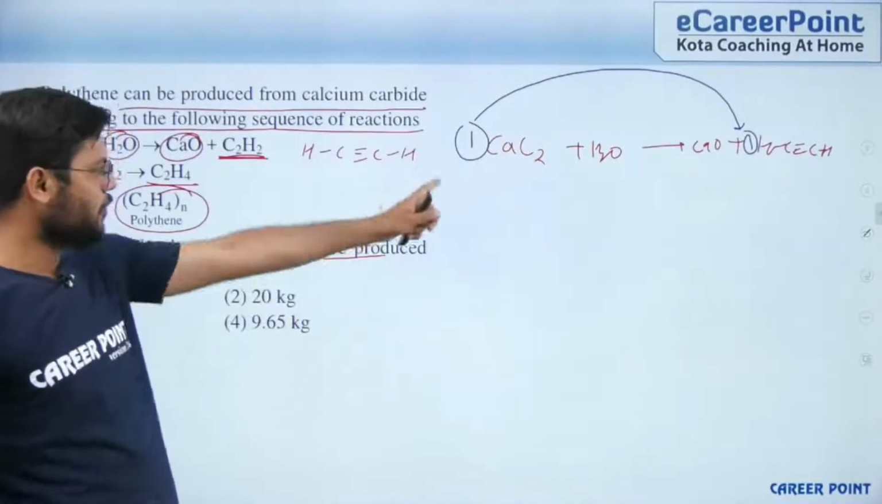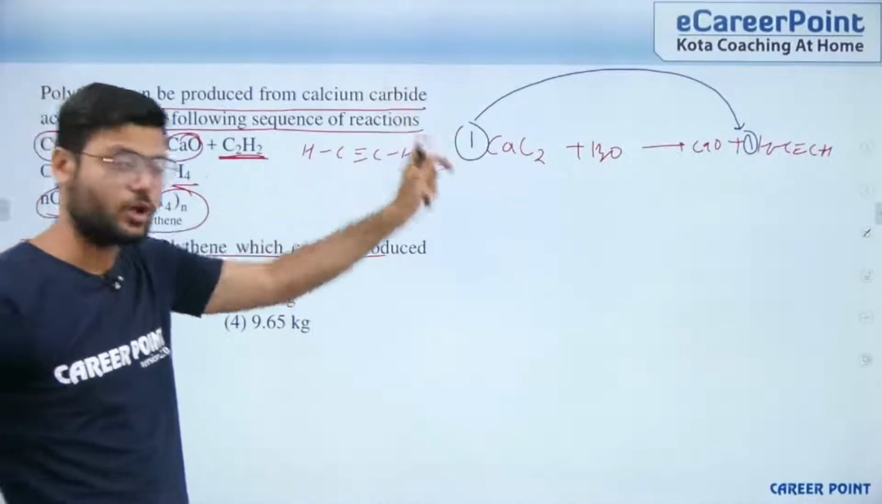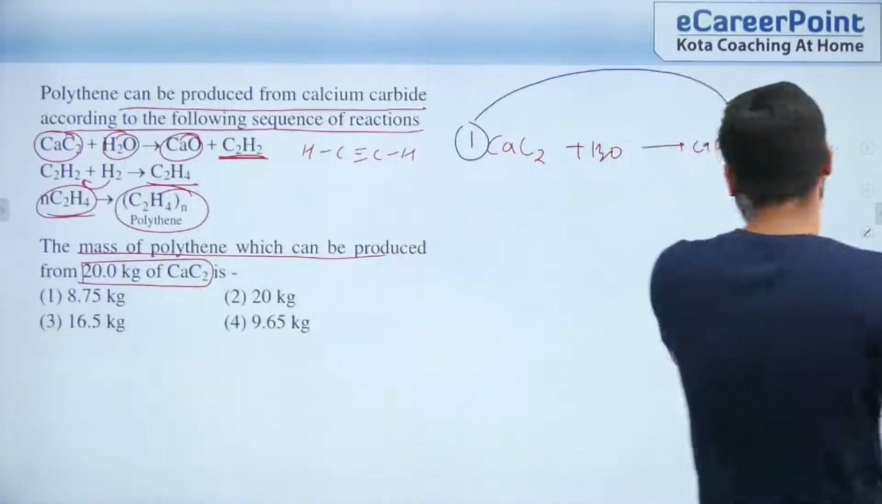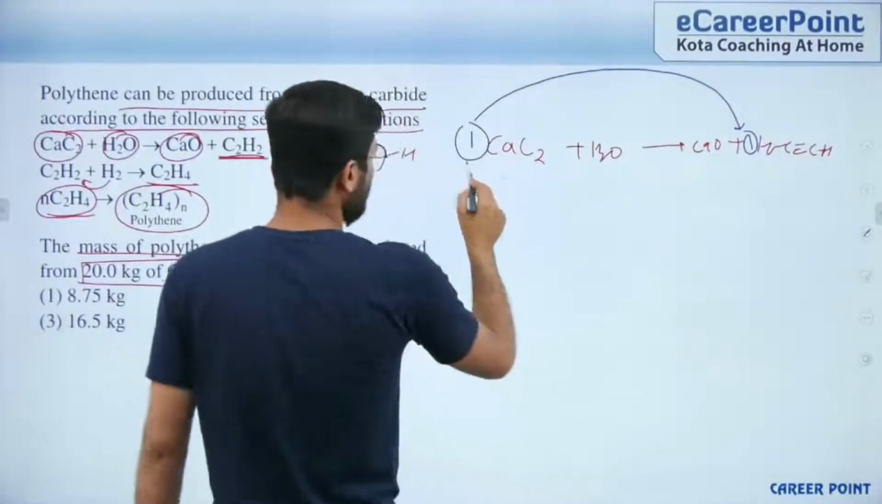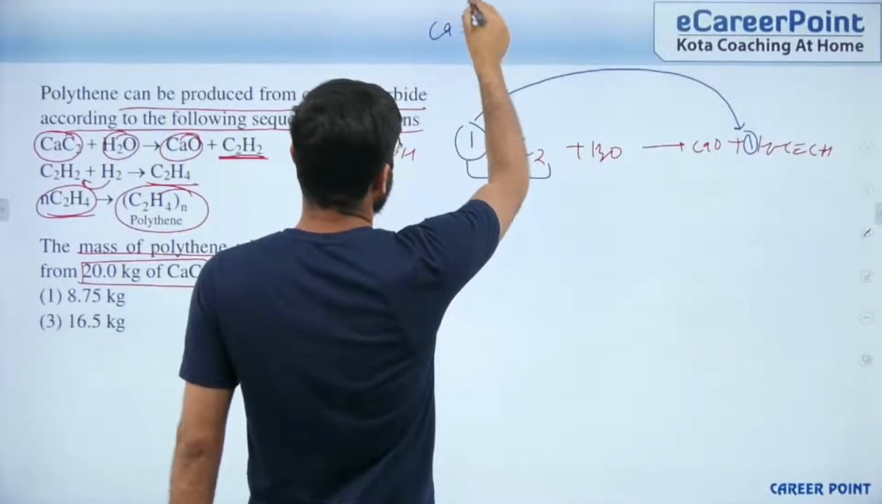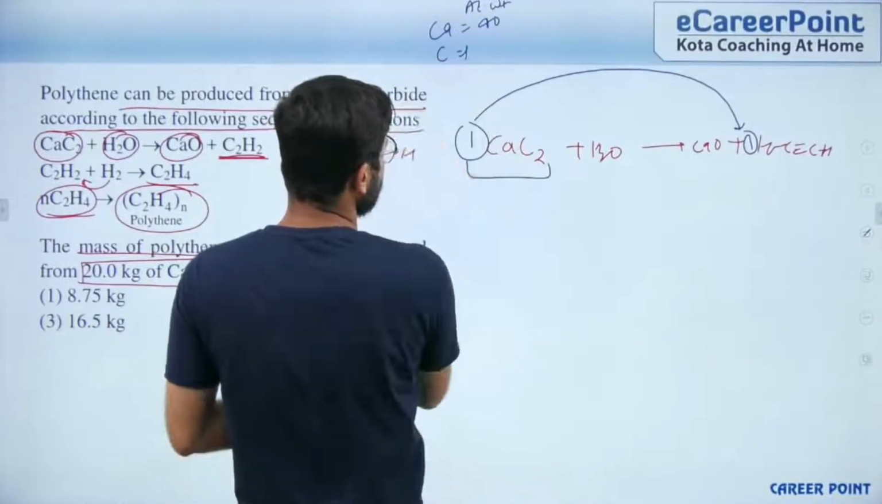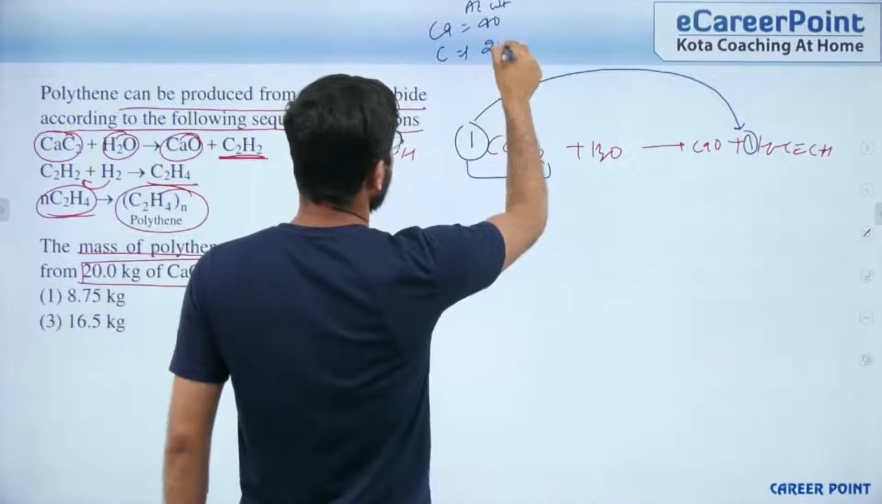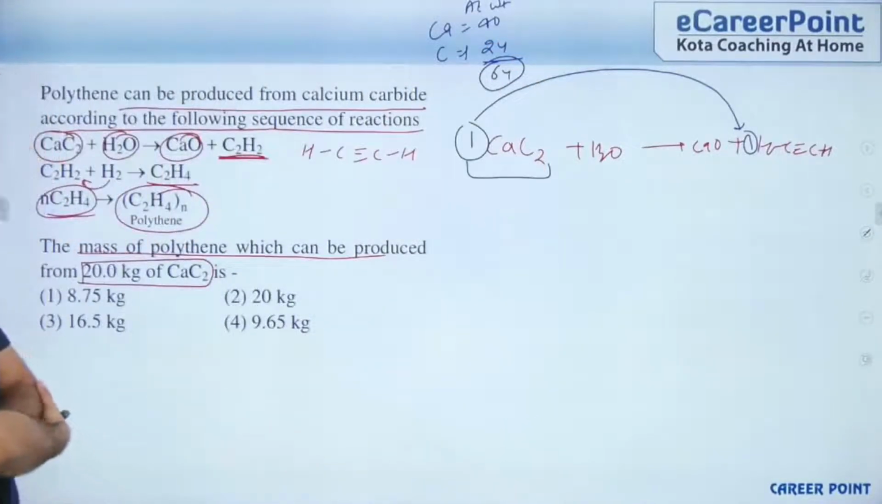Exactly the same number of moles of calcium carbide is going to make exactly the same number of moles of acetylene. So how many moles of this do I have? The atomic weight of calcium is 40 and carbon is 24. So the total is 64. We have the calcium carbide molecular weight. Okay, you can just try it.